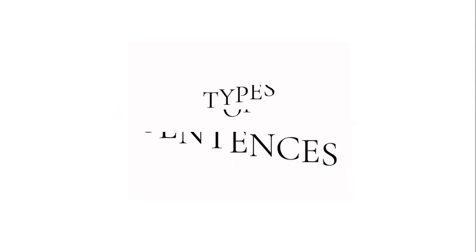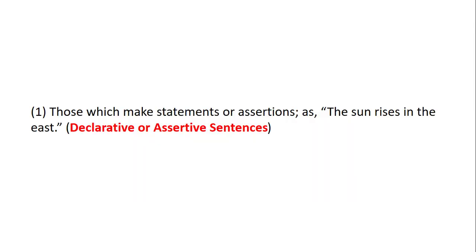So we are going to, in detail, study about different types of sentences, forms of sentences. So the first is declarative or assertive sentences. Those which make statements or assertions are called declarative or assertive sentences. For example, the sun rises in the east. Now, it is a universal law. It is not going to change. The sun rises in the east. So, it is a declarative sentence.